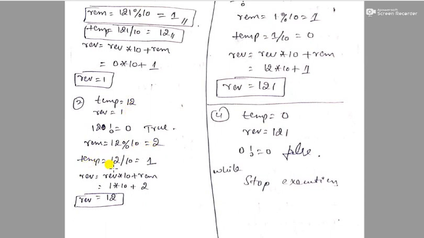Temp is equal to temp divided by 10. Next, 12 divided by 10 is what? 1.2. So we have to consider only 1. Why? Because this one is an integer. Next you find out the reverse. Reverse is equal to reverse into 10 plus remainder.